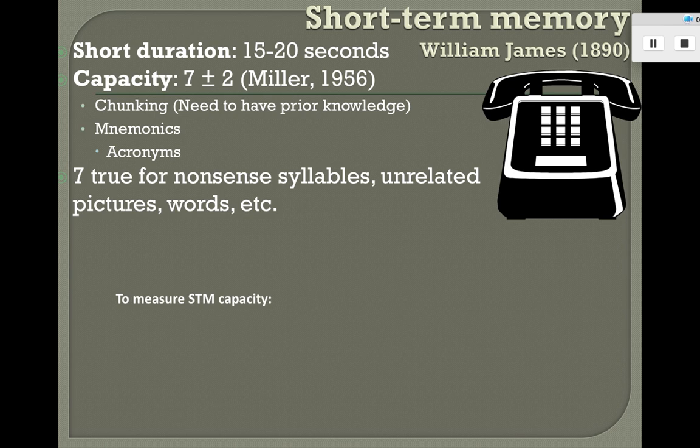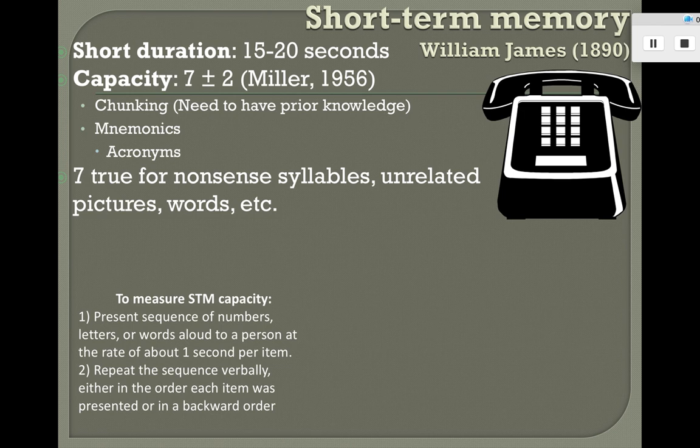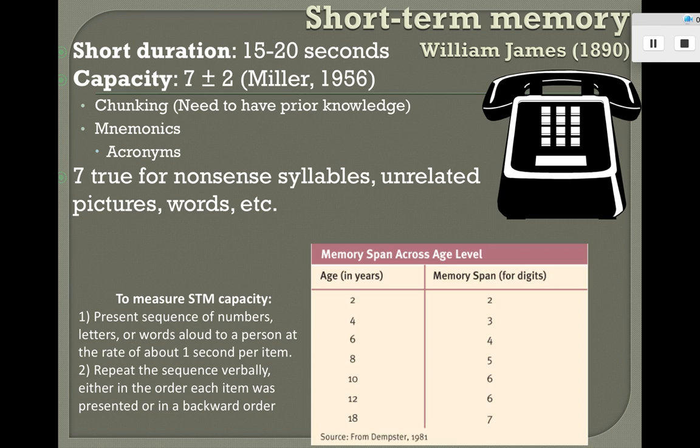So to measure short-term capacity, how do we actually do this? Number one, we can present a sequence of numbers, letters, or words aloud to a person at the rate of about 1 item per second, and then ask them to repeat the sequence verbally. They can do this in order or in backwards order, as long as they have some type of order associated with the information. Now, what do we find here?